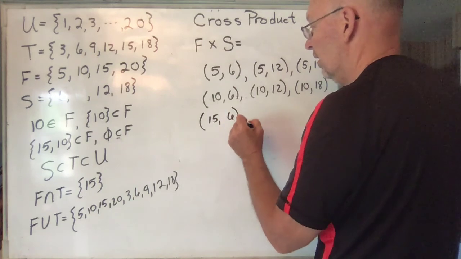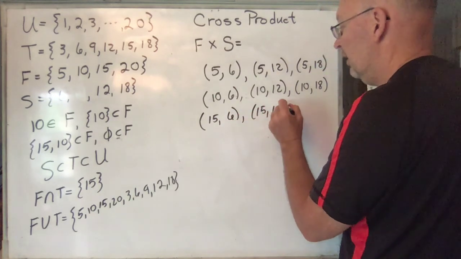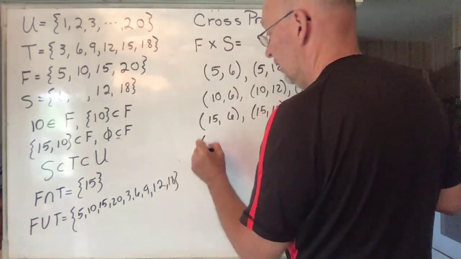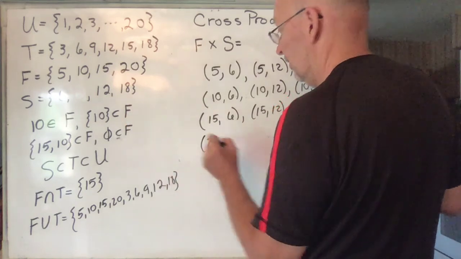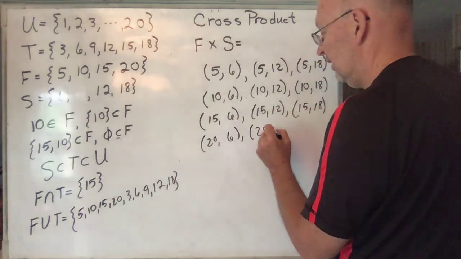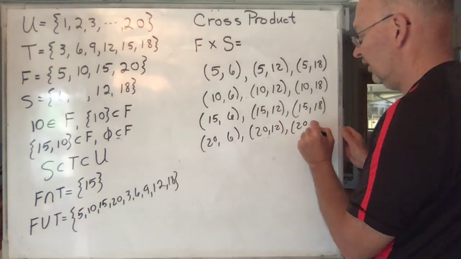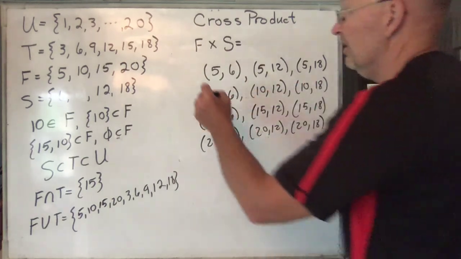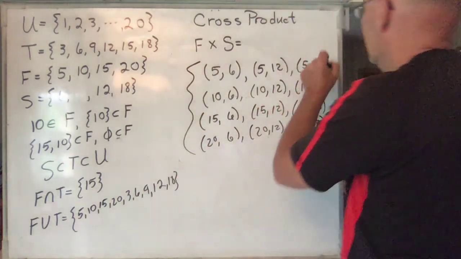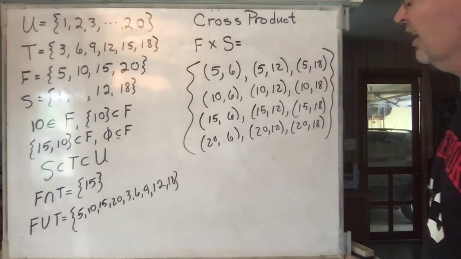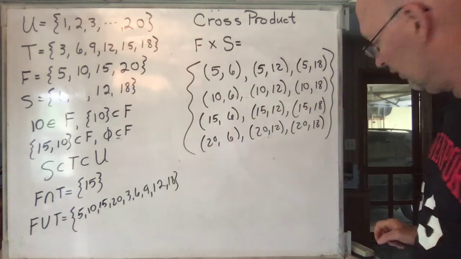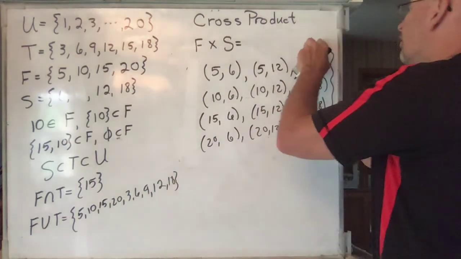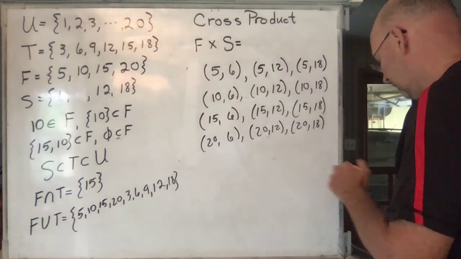15, 6, 15, 12, 15, 18. And then finally, 20, 6, 20, 12, and 20, 18. See that? So that's the whole collection right there. That's another whole set. Those aren't very good parentheses, are they? Let me make them a little bit better. I think drawing them this long in my life, I should make them better than that.